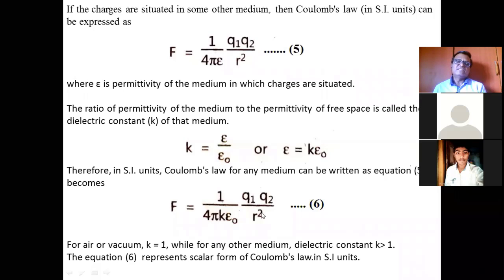If we use the equation F is equal to 1 upon 4 pi epsilon 0, q1 q2 upon r square, this equation is only valid for vacuum or free space. If we use the equation F is equal to 1 upon 4 pi epsilon, q1 q2 upon r square, this equation is valid only for a particular medium. But if we use the equation F is equal to 1 upon 4 pi k epsilon 0, q1 q2 upon r square, this equation is valid for any type of medium. It may be vacuum, air, or any other medium. This is the general form of Coulomb's law.